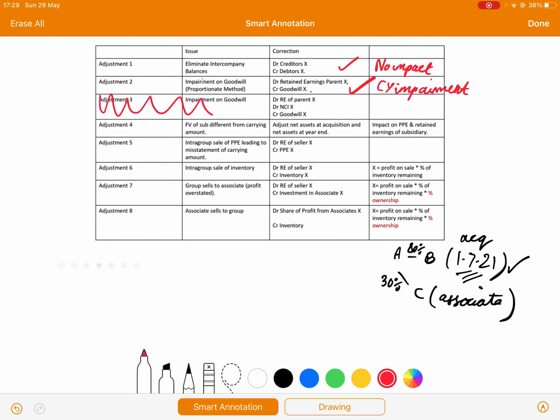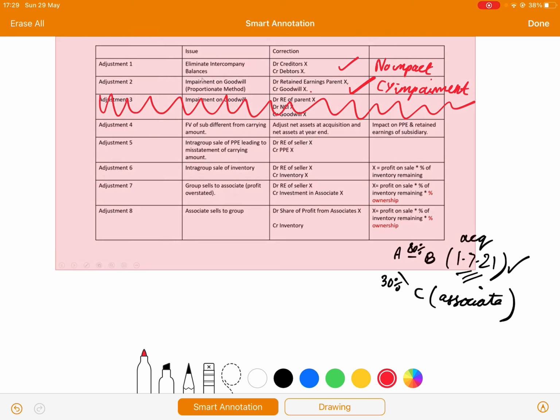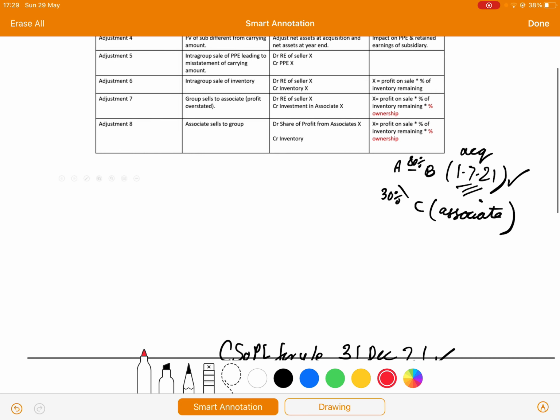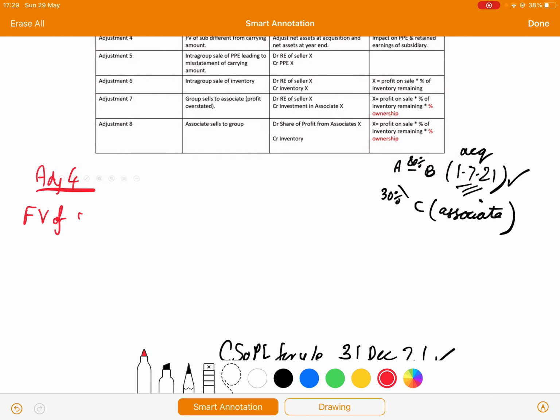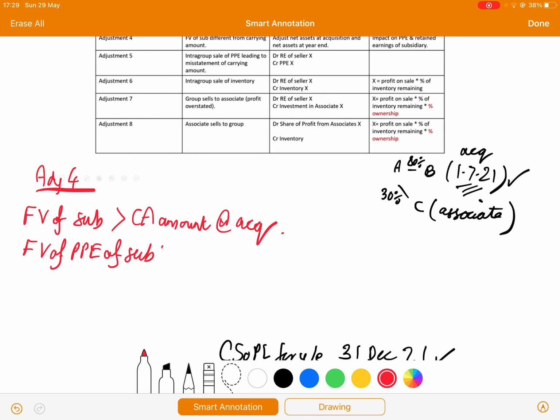Adjustment 3 doesn't come up, and it can be quite complicated to explain, so I'm going to leave that. Adjustment 4 though does come up occasionally. So adjustment 4 is where the fair value of your subsidiary is greater than the carrying amount at acquisition. Okay, what does this mean? So for example, if the fair value of PPE of the sub is greater than its carrying amount, that means the depreciation charge is going to be higher.